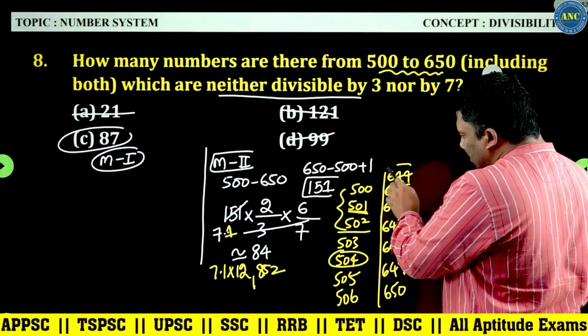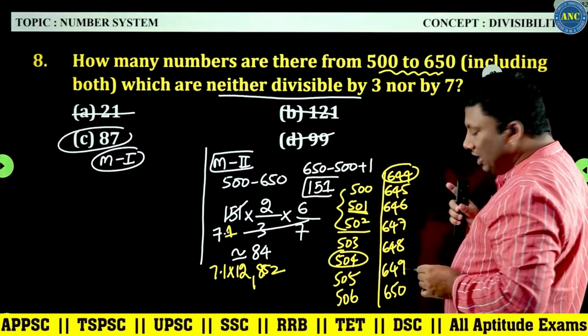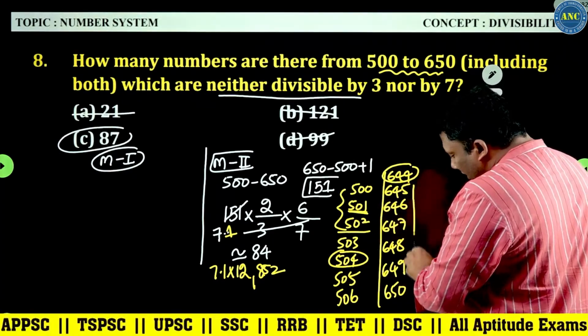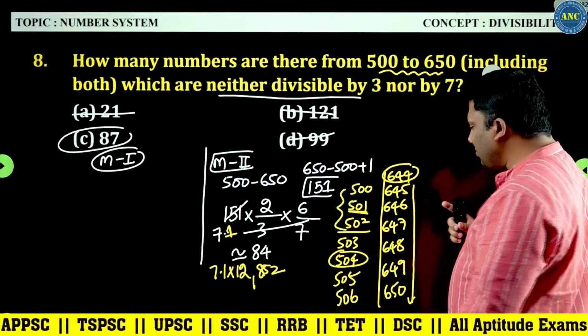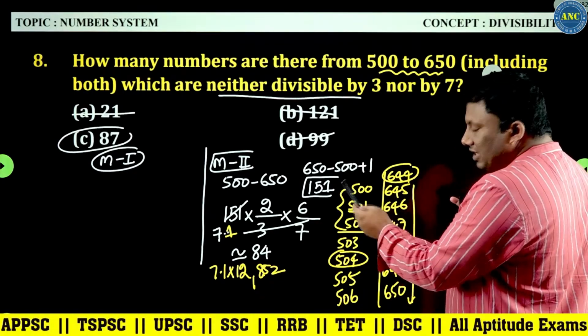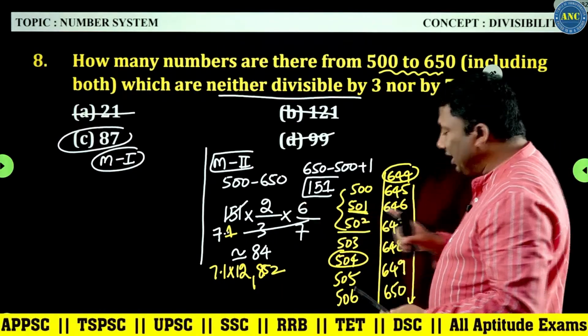7 9s are 63, 7 2s are 12. In the last set, if you see, none of the numbers are divisible. But if you see, that is the reason it is perfectly not divisible.